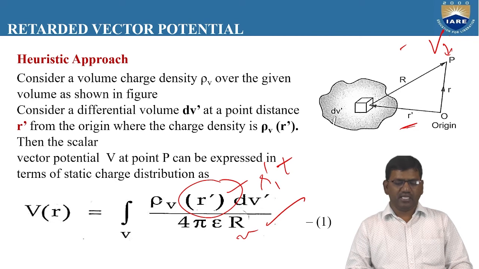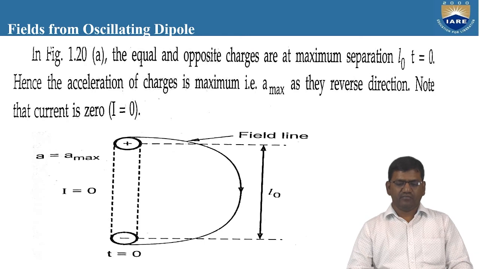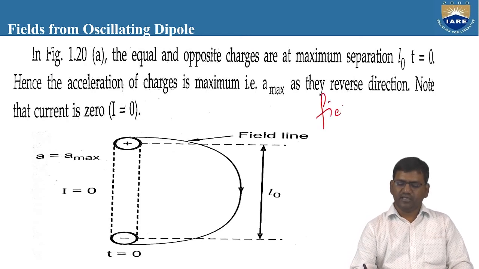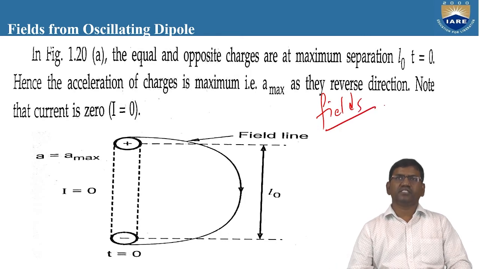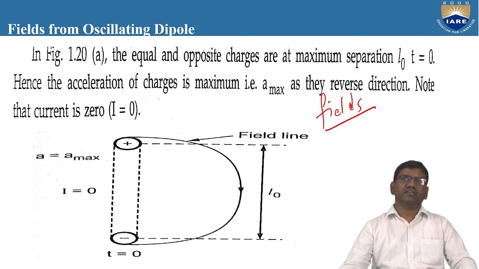So, in today's class we have discussed the retarded vector potential and the scalar potential. Here, we will see another topic, fields from the oscillating dipole. Let us have a brief introduction about the fields produced by the oscillating dipole. So, exactly what is a dipole?